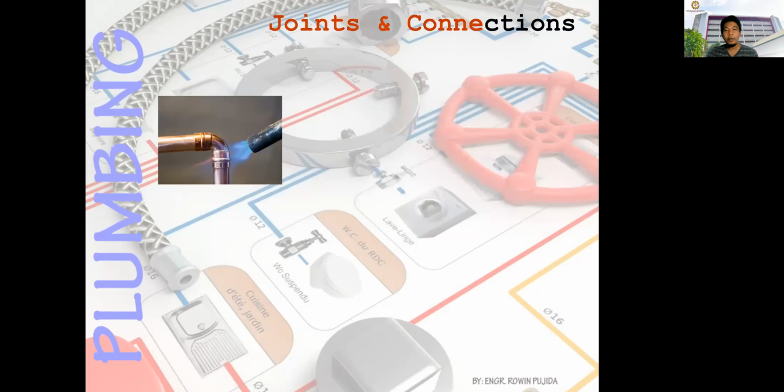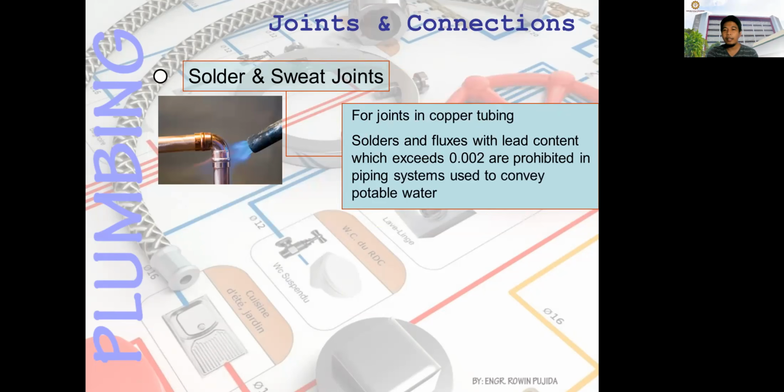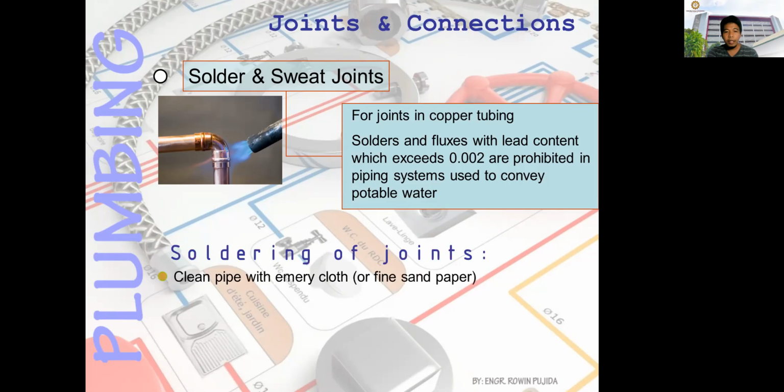This one is soldering or welding. Okay, solder and sweep joints. For joints in copper tubing, solders and fluxes with lead content which exceeds 0.002 are prohibited in piping systems used to convey potable water. But as of today, we will not use this type of pipes. Maybe we can use this in the air conditioning unit connection for the water or freon.